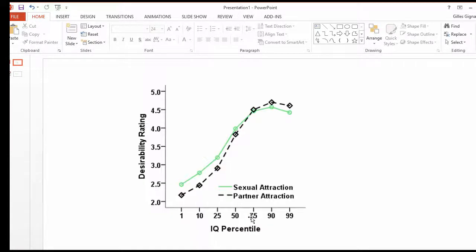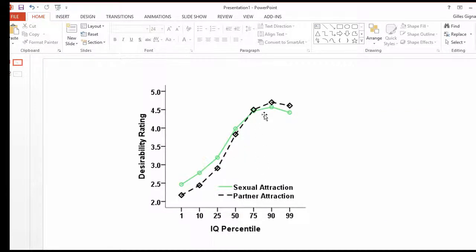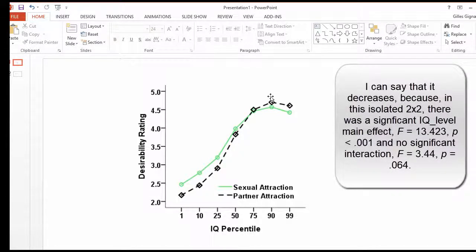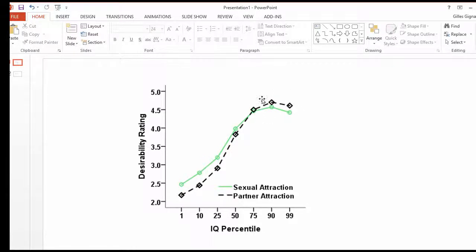Now for the end of the tail here, is the attractiveness of IQ dropping from the 90th to the 99th percentile in a manner that is consistent with an interaction? The answer is no. When I analyzed that and I included only the 90th and 99th percentile, I got a p-value of 0.064, wasn't significant, and a partial eta squared of 0.009. So I could say that desirability in a prospective partner decreases from the 90th to the 99th percentile for both a sexual only relationship or a partnership. They're both going down, and it's not going down at a differential magnitude.